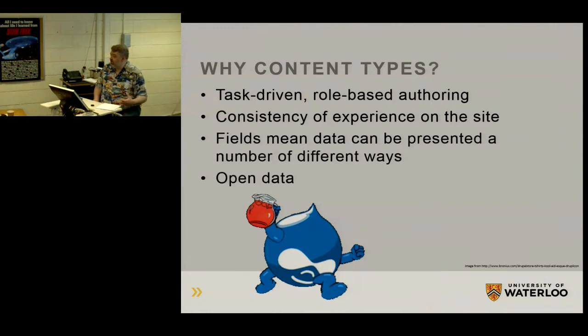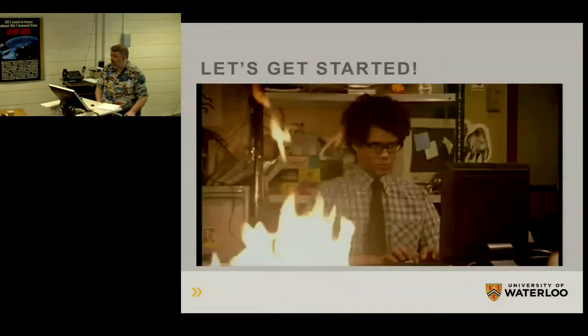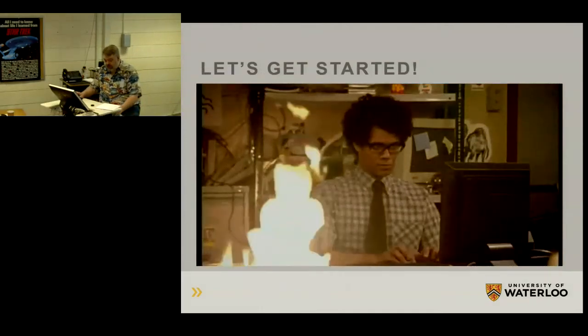It gives you consistency of experience on the site. So the phone number is always underneath the address, for example, instead of sometimes one spot, sometimes another, which you can get with blobs of HTML. The fact that it uses fields means you can pick and choose those fields and present your data in a number of different ways, which is particularly handy for open data. You can feed it out and people can pick and choose, and they can build their own apps on top of your content. So I've got a lot to get through, so we're just going to burn right through it.